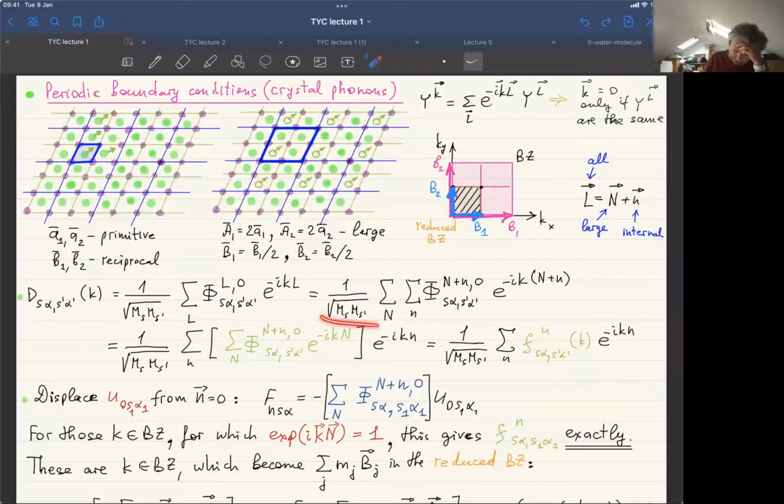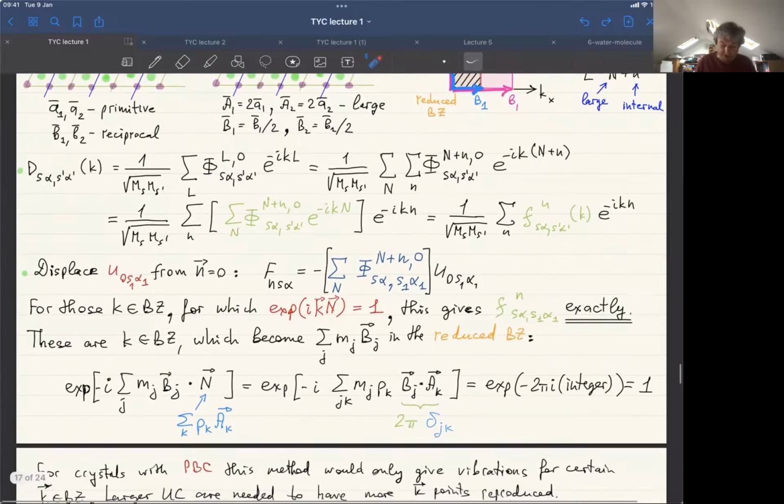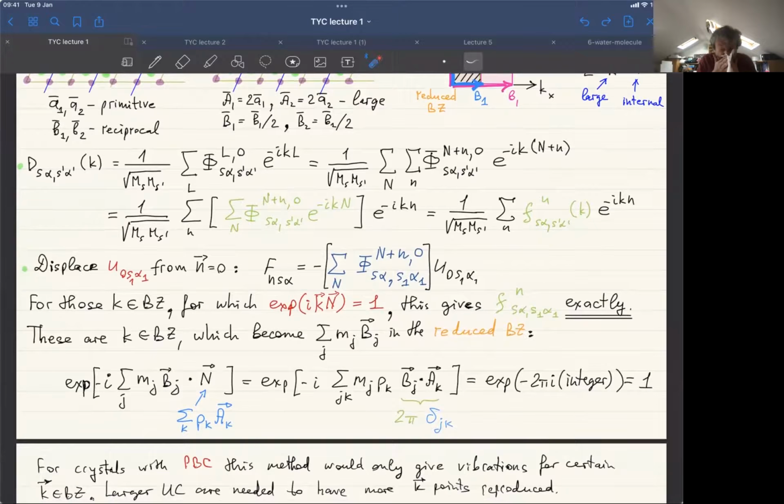I can then rewrite this expression in that form by taking these capital N translations inside this factor and calling it little f. All right, this is still exact, no approximations so far. Now let's consider k points in the original Brillouin zone which satisfy this condition. In other words, that exponential for them, for any capital N, would be equal to 1.